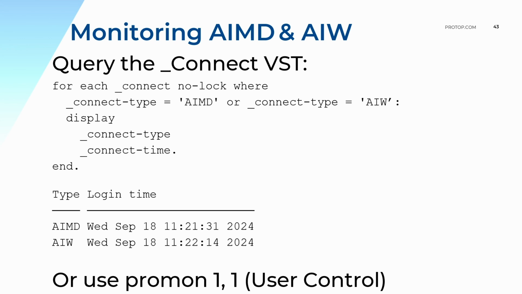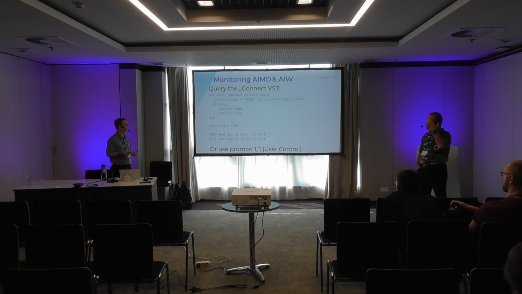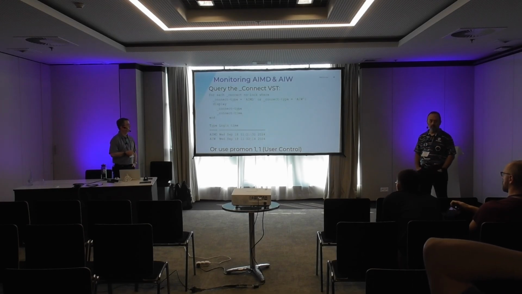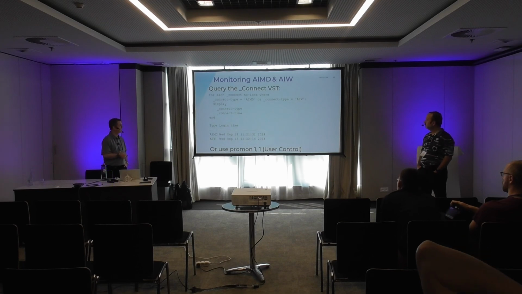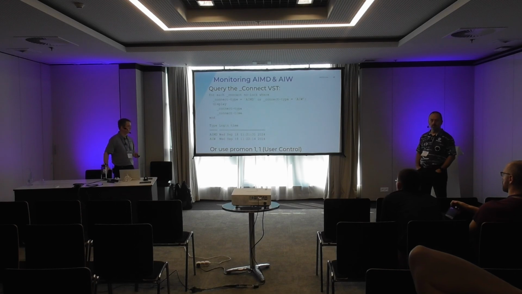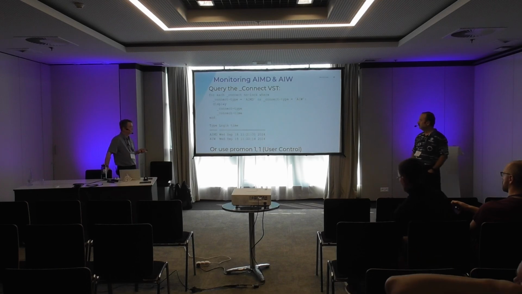If you want to monitor for whether the AIMD and the AIW are running, you can do that programmatically, because these are database connected processes. Therefore, they have a record in the _connect VST, like all database processes do. So this is a simple query that will look for the connect type, AIMD or AIW, and just show that you've got these 2 connected. You could also look at promon11, which is exactly the same data, just without the query.